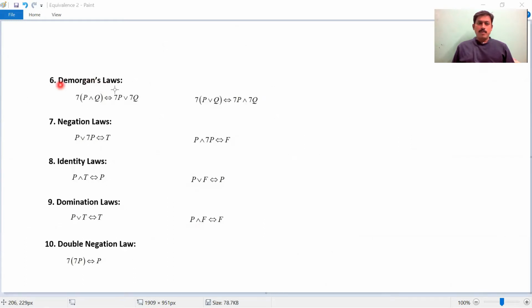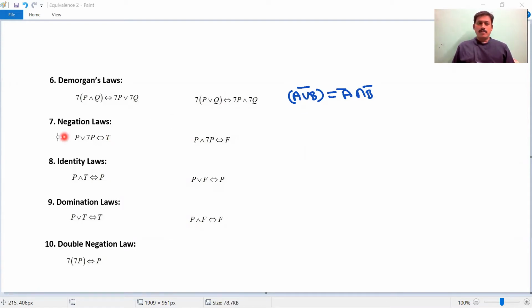Next law is De Morgan's law. Not of (P and Q) equivalent to not P or not Q. Dual of this is not of (P or Q) equivalent to not P and not Q. We can easily remember this law. We studied concepts like this: (A union B) whole bar equals A bar intersection B bar. Same thing we are using here, the negation notation, and we are expressing the term.